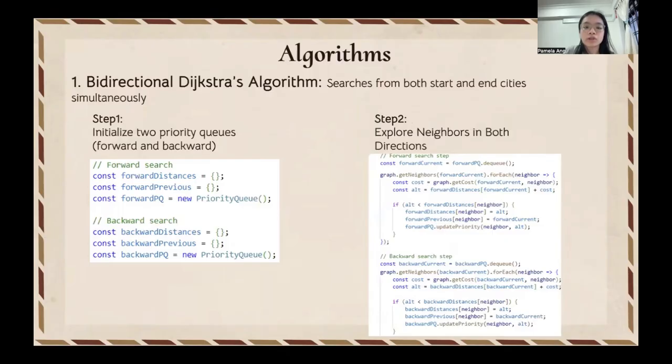The bidirectional Dijkstra algorithm improves efficiency by searching from both the start and end cities simultaneously. Step 1 uses two priority queues, one for forward search and one for backward search. Step 2, the algorithm explores neighbors in both directions, updating distances and priorities until the searches meet. This approach reduces the search space, making it faster and more efficient for finding the shortest path in large graphs.